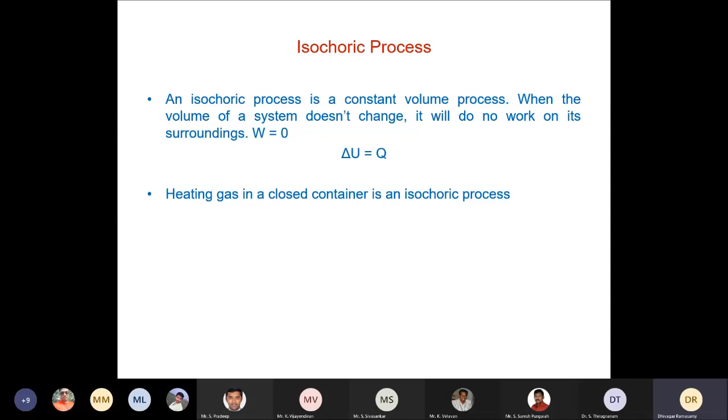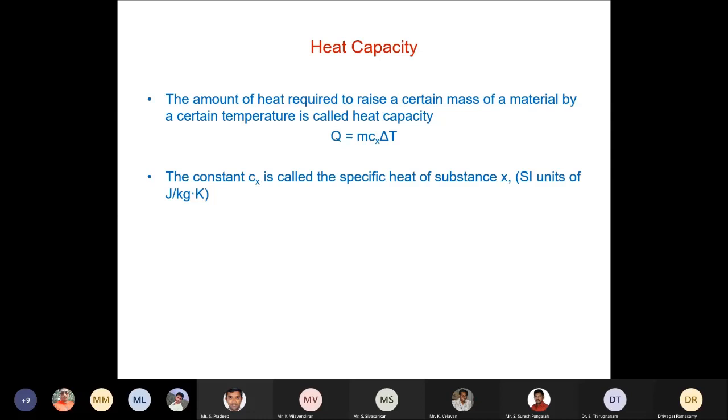So W will be 0. Finally, the first law of thermodynamics equation becomes del U equal to Q. So heating gas in a closed container is known as an isochoric process.